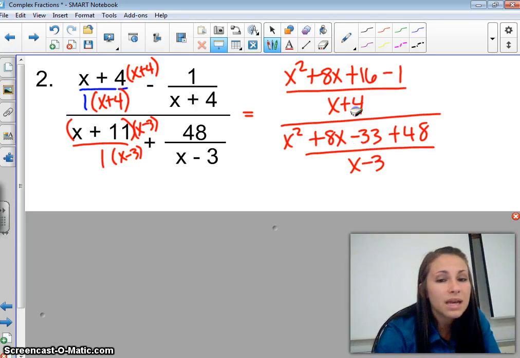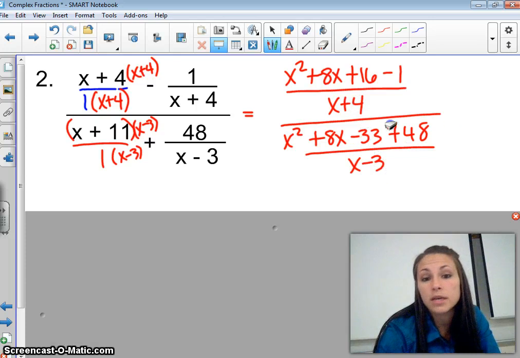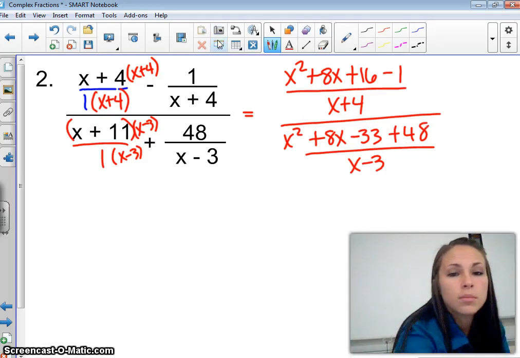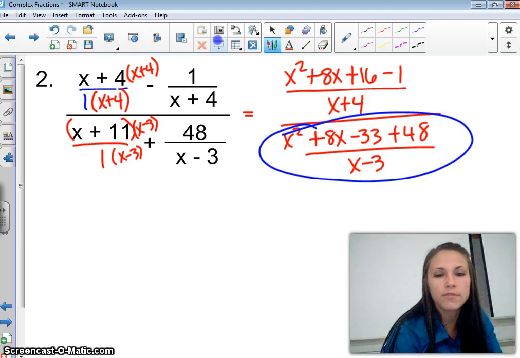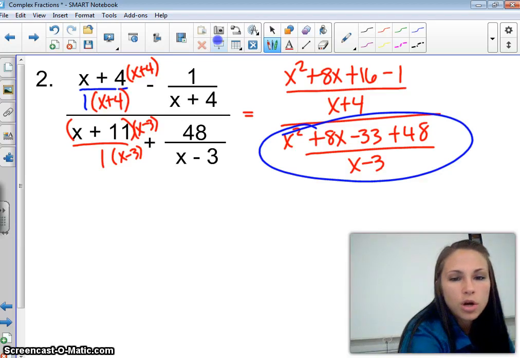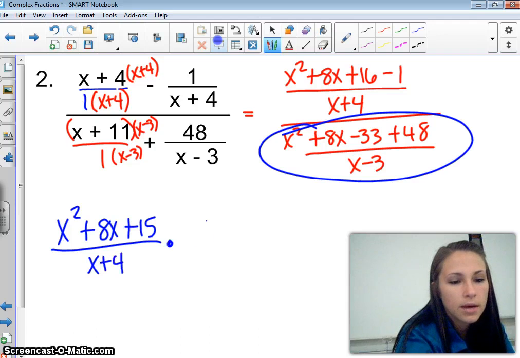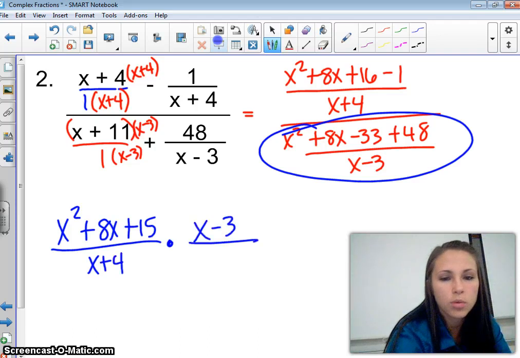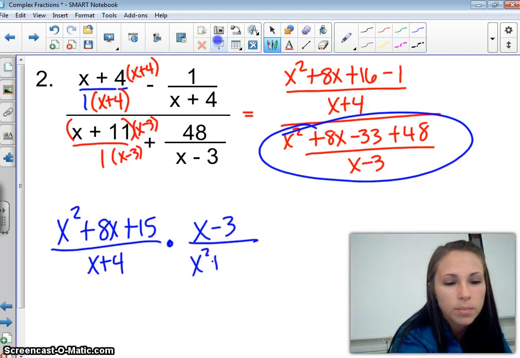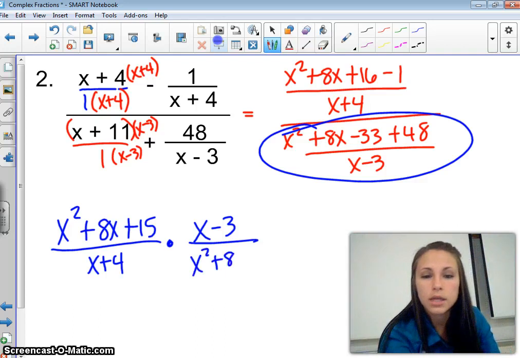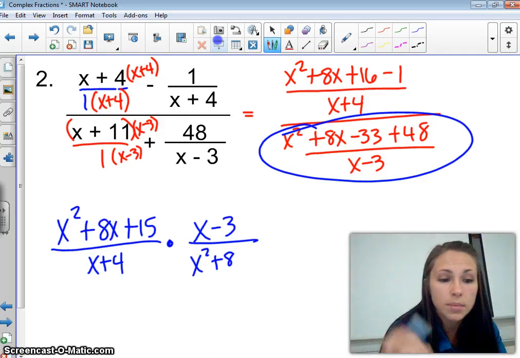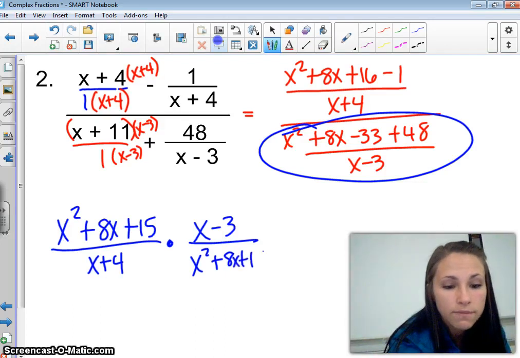Now, they're not going to cancel on this one because those are not the same. So when I flip and multiply, it's not going to cancel. So I'm going to go ahead, and because this one's on the bottom, I'm going to flip the bottom fraction. And so when I do, I'm going to go ahead and combine like terms. I'll have x squared plus 8x, and then that'll be plus 15 over x plus 4 times the x minus 3 goes on top now. And when I combine like terms, x squared plus 8x, and then negative 33 plus 48 is going to end up giving me a positive 15.